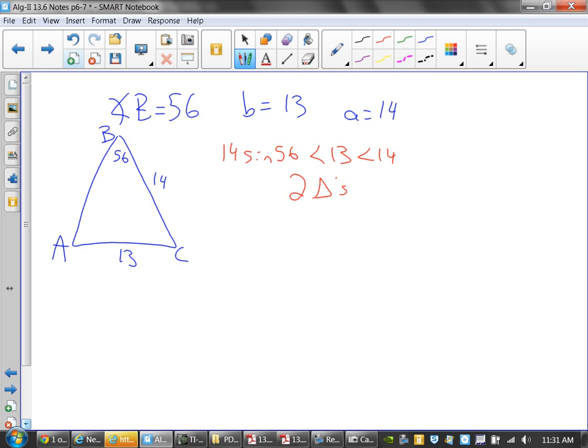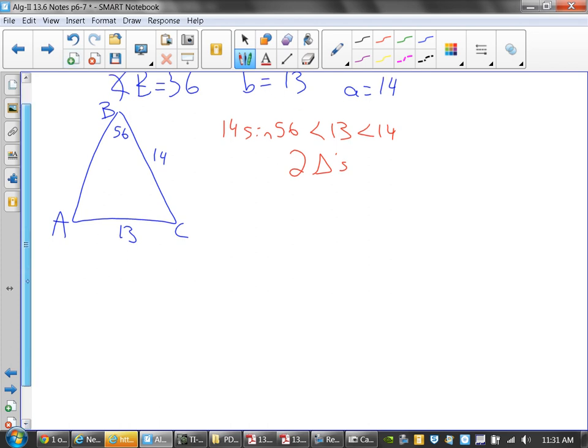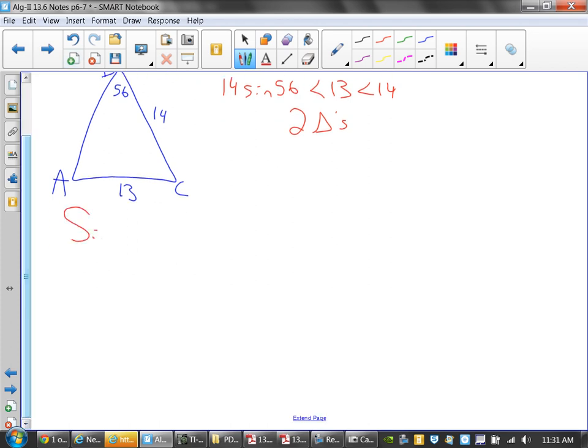The minute you know that you have 2 triangles, you still do the exact same next step. Can I use law of sines here to find A? Yeah. We're going to use law of sines to find A like you would normally. Sine of 56 is to 13, sine of A is to 14.